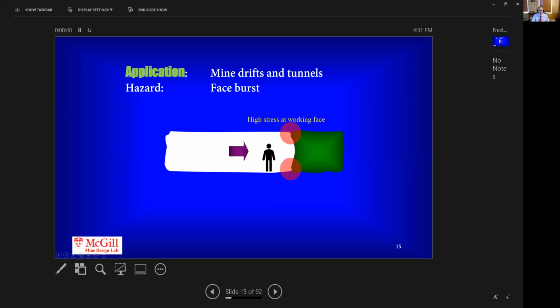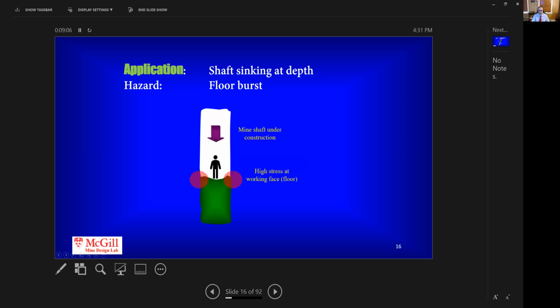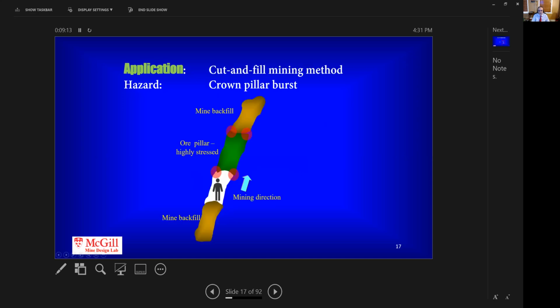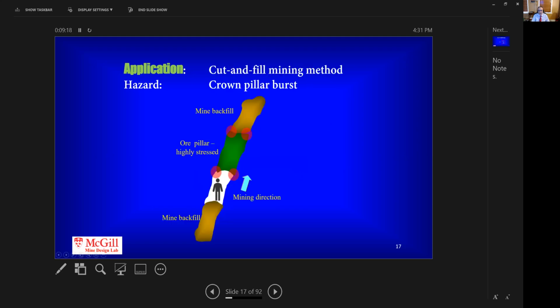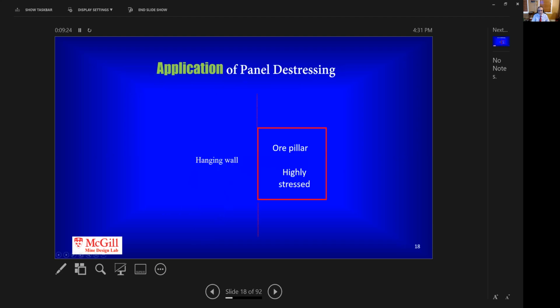Now, applications. Early on in our survey, we surveyed a large number of applications. The most common in Canadian mines, at least at the time, were mine drifts and tunnels, to avoid face bursts and face ejections. Also shaft sinking at depth, where the corners attract high stresses. Preconditioning could be useful in these applications. Cut and fill mining, we just discussed it. The crown pillar is usually burst prone.